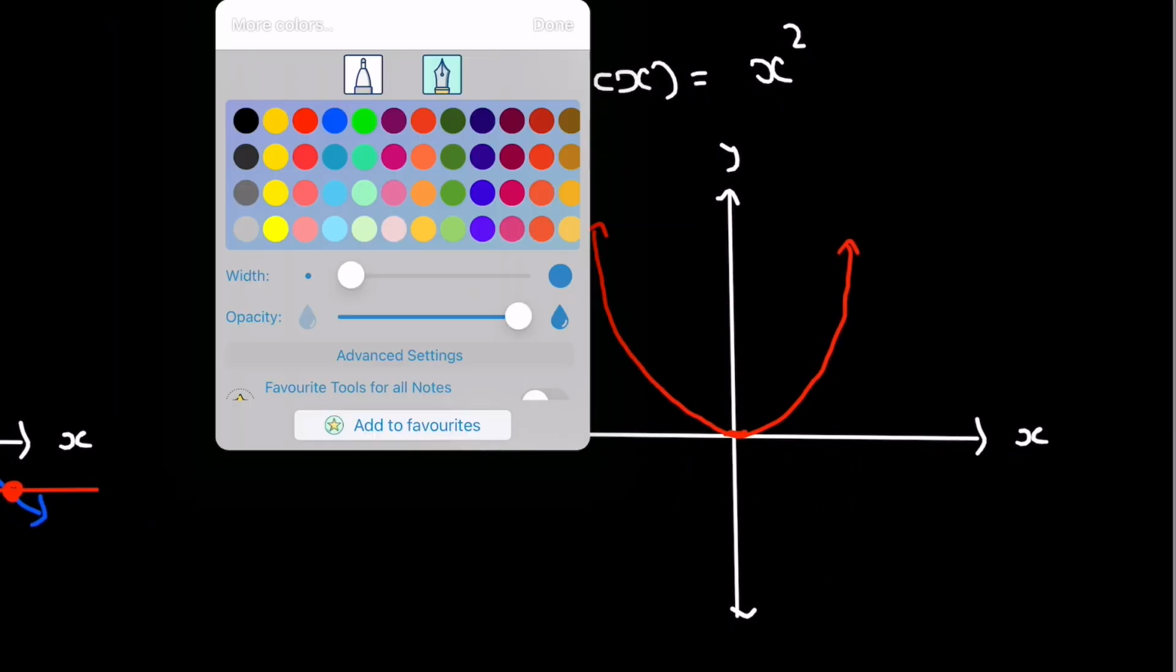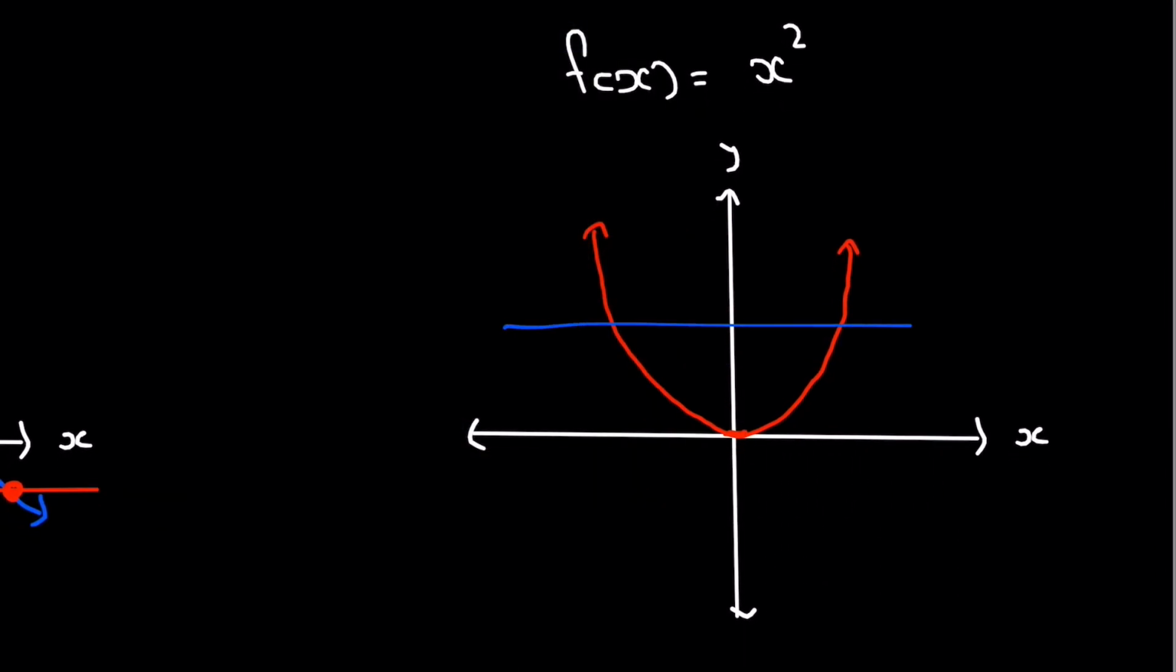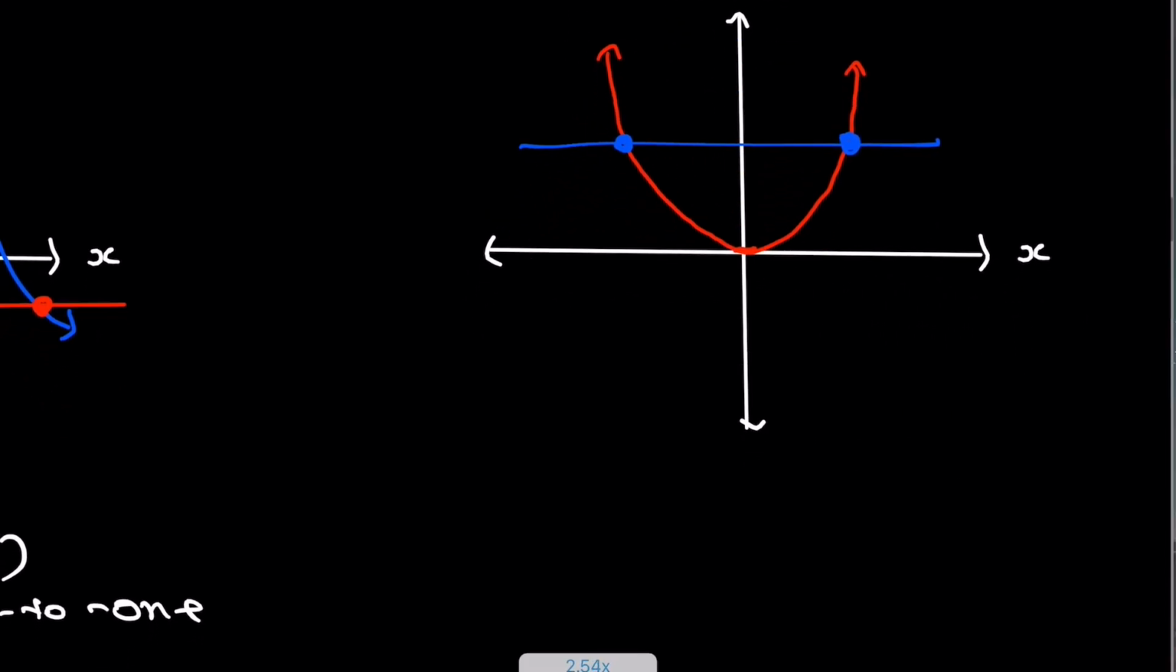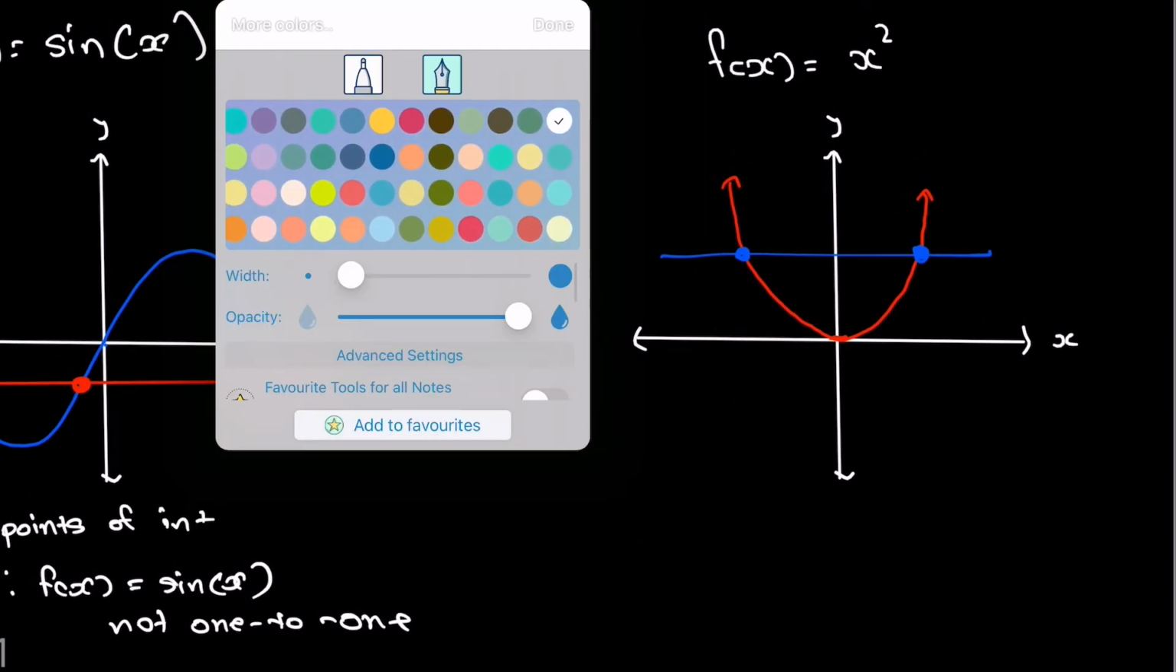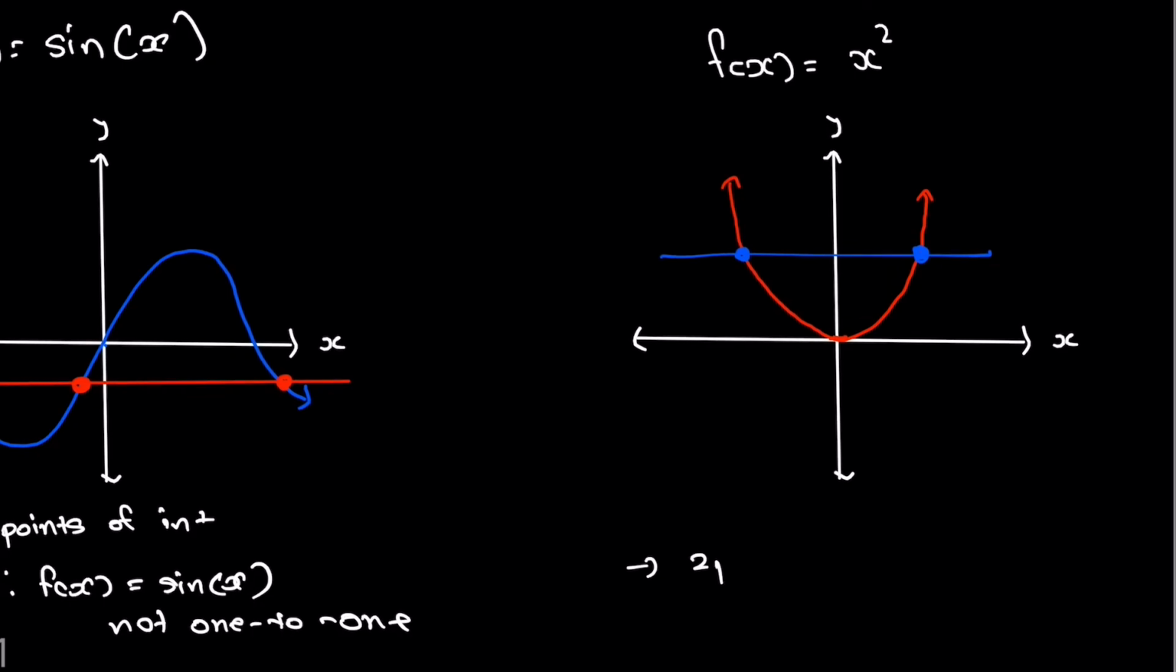Our next example is f of x is equal to x squared. Now we're going to do the same thing. We're going to draw a horizontal line. And we've got 2 points of intersection, one over here and one over here. And anything more than one point of intersection, as you know, is not one-to-one. So we write 2 points of intersection, therefore not one-to-one.